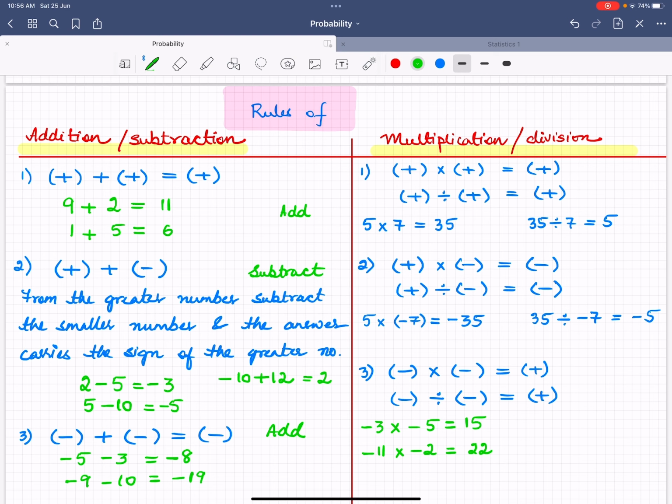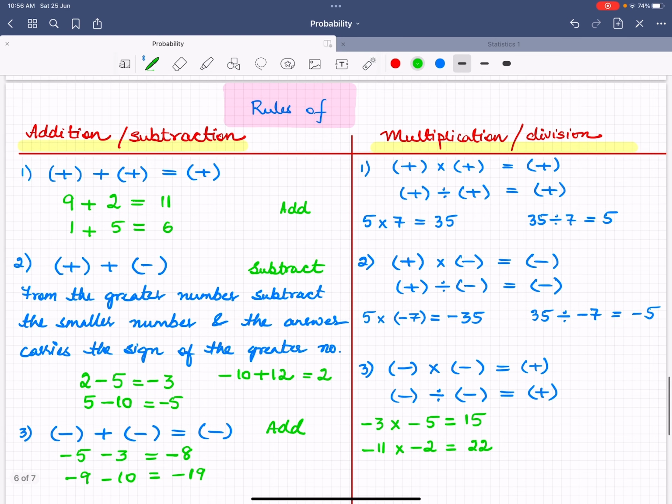Let's check a few examples on division. So if I have a number negative 10 and if I have to divide it by a negative number negative 2, my answer will be positive 5. One more example. If I have negative 25 and if I have to divide it by a negative number minus 5, the answer is going to be positive 5.